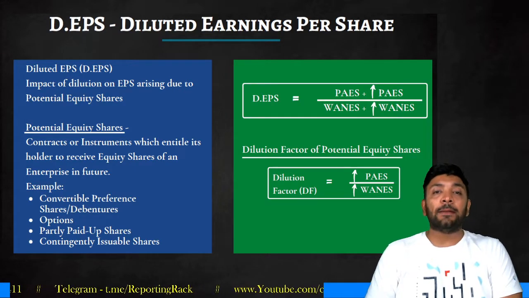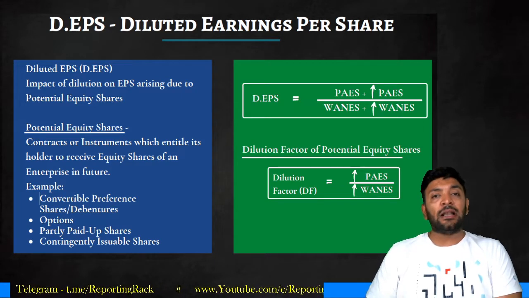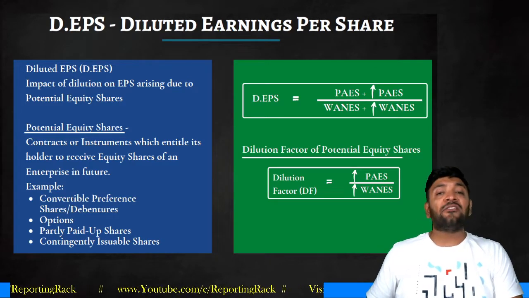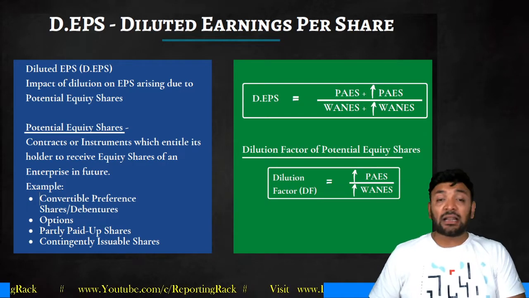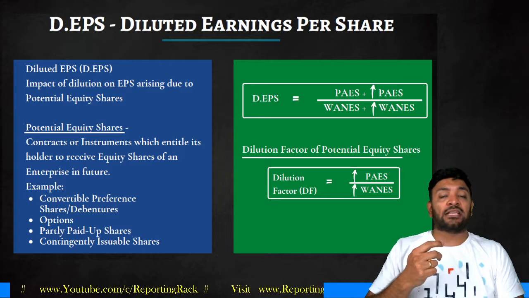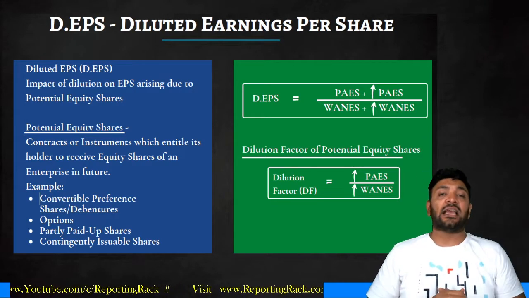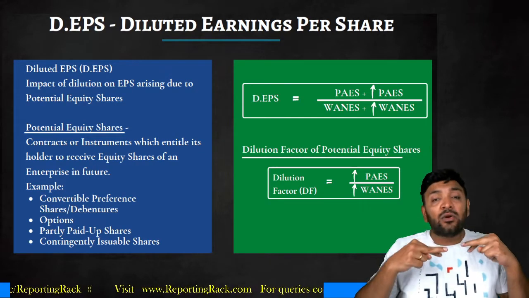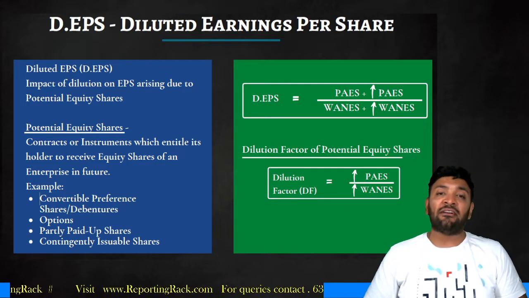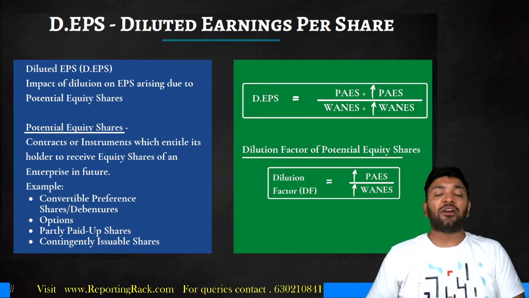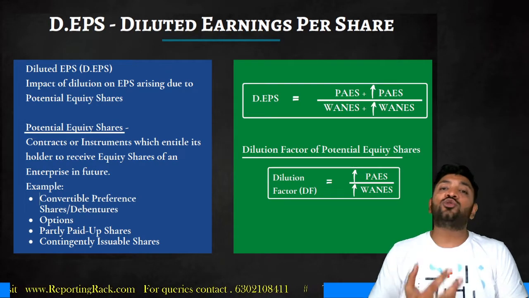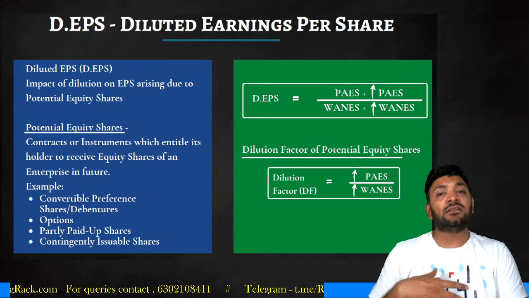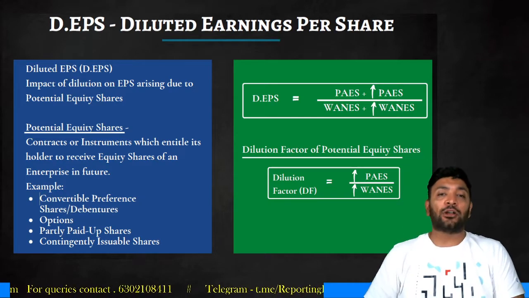I issue convertible debentures. What happened? Until today, these debentures are yielding interest. They are not affecting my weighted average number of equity shares at all. However, once they get converted into equity shares, if the holder is entitled to receive equity shares in future, then the holder who is holding those debentures will become an equity shareholder, automatically increasing my weighted average number of equity shares. A similar example is convertible preference shares. Similarly, options which when exercised become equity shares are also a classical example of potential equity shares.